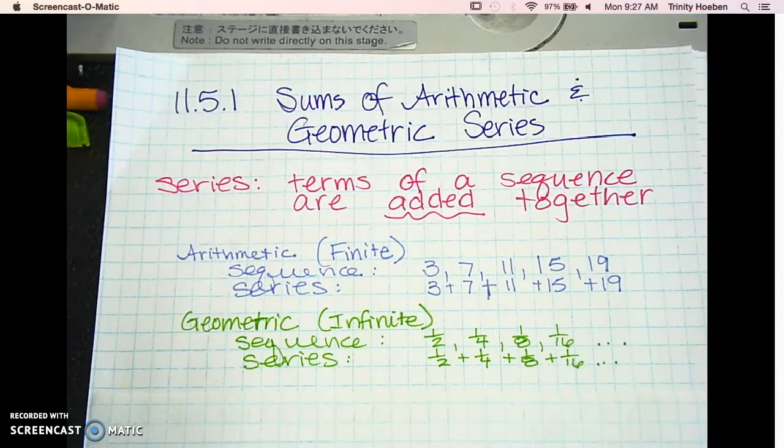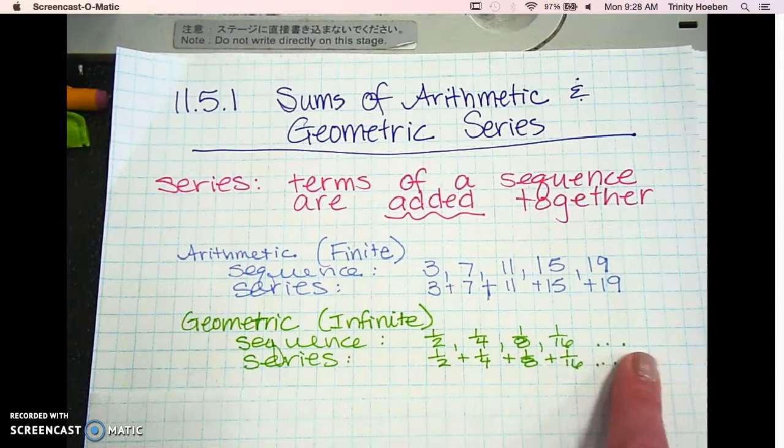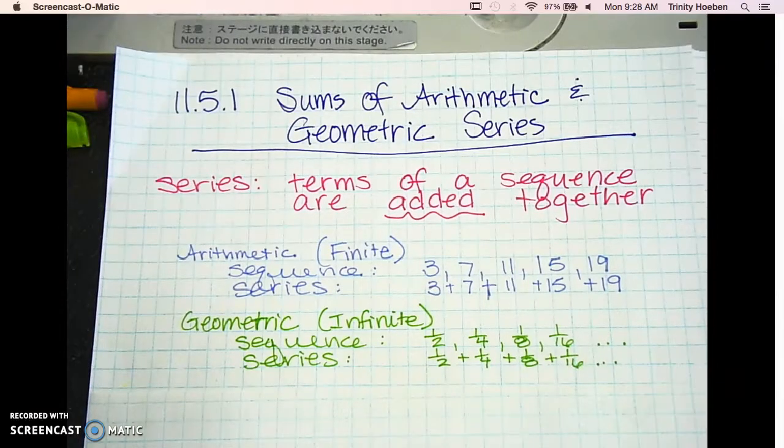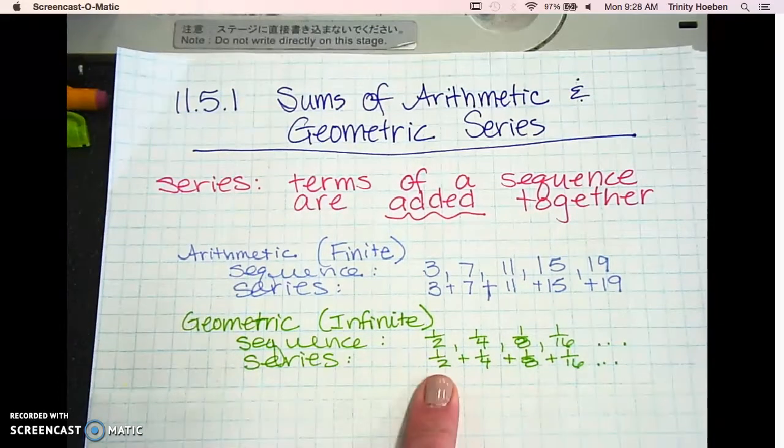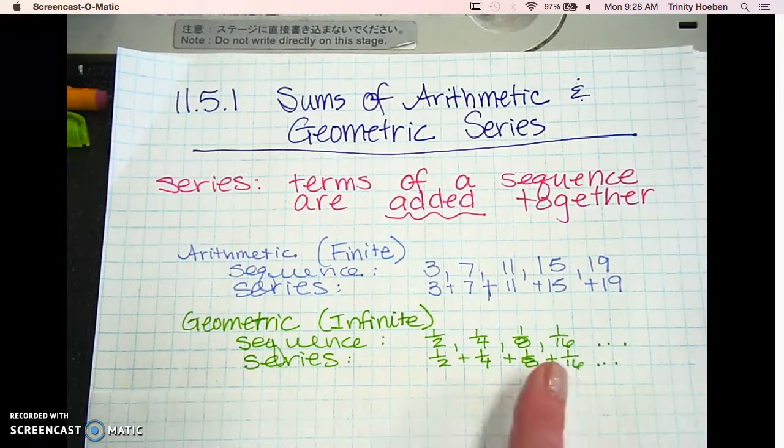And then geometric, same thing. The sequence is going to be the list, 1/2, 1/4, 1/8, 1/16, and then when you have the dots, that means it's going to go on, it's infinite. And then for the series, obviously, you're going to add 1/2 plus 1/4 plus 1/8 plus 1/16.